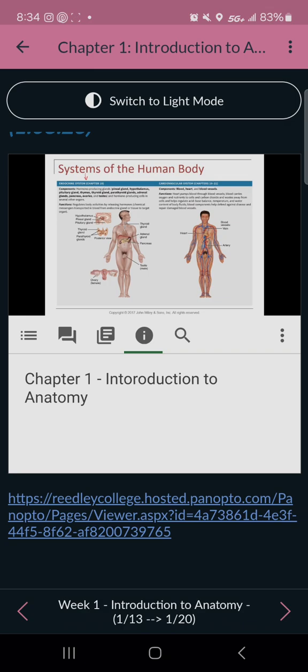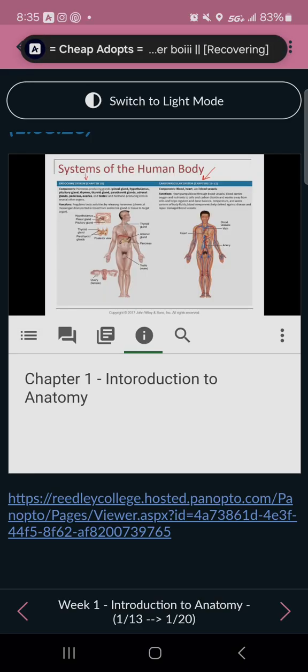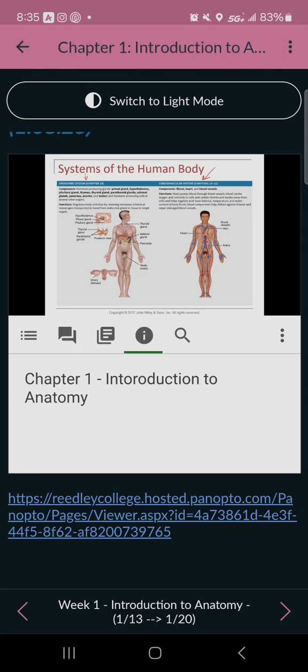Here we also have the cardiovascular system. The components of the cardiovascular system are the blood, the heart, and the blood vessels. The function of the cardiovascular system is that the heart pumps blood through blood vessels. The blood carries oxygen and nutrients to cells and carbon dioxide and wastes away from cells, and helps regulate acid-base balance, temperature, and water content of body fluids. Blood components help defend against disease and repair damaged blood vessels.